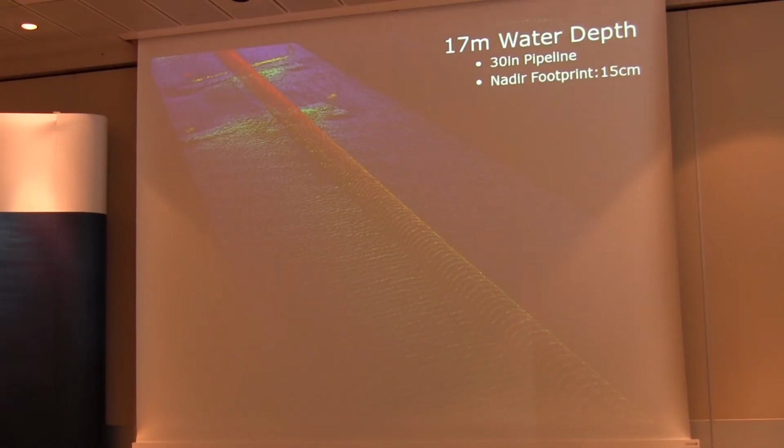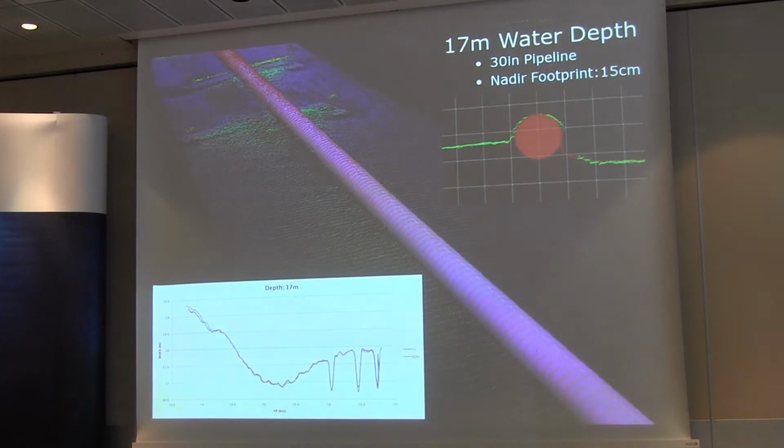So this is a 30-inch pipe at 17 meters water depth. This is my flex zone, and then here are the other soundings. I'm not sure if you can see that well on this screen, but the swath extends beyond this flex zone, of course. Lots of hits on the pipe. I can't remember how many, but many hits, and of course from both heads. So the beam footprint here is 15 centimeters, and then this is what it looks like in PDS.